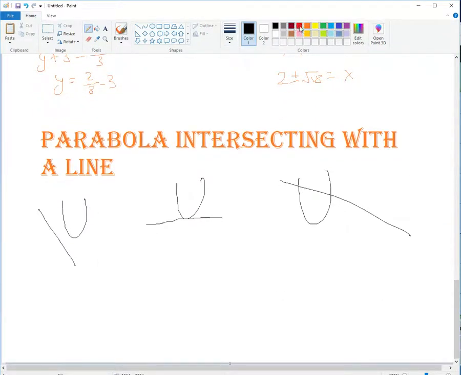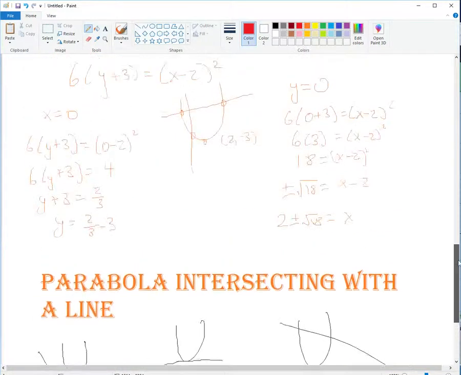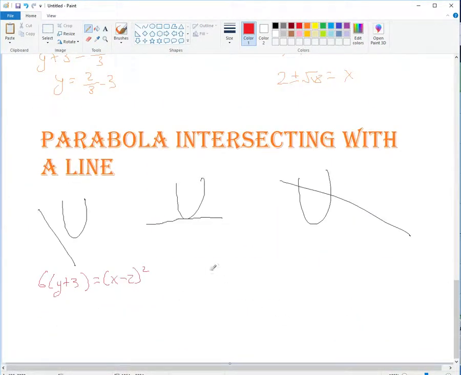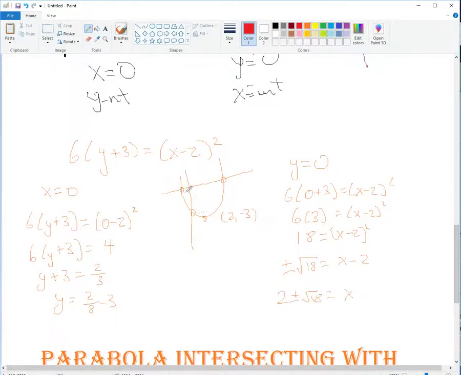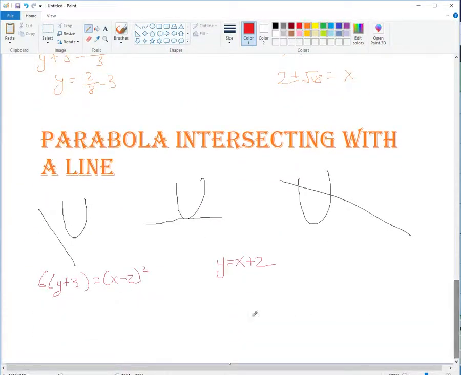So let's do an example here where we have 6y plus 3, we use the same one. So that's the same graph as what's up here. And then we intersect it with the line that is y equals x plus 2. Now if I cheat and I go back here, y equals x plus 2 means it is crossing at 2, and it goes like this. So we know at some point there's an answer, right? Just by a quick sketch like that, we know there's an answer. So how do we solve it?